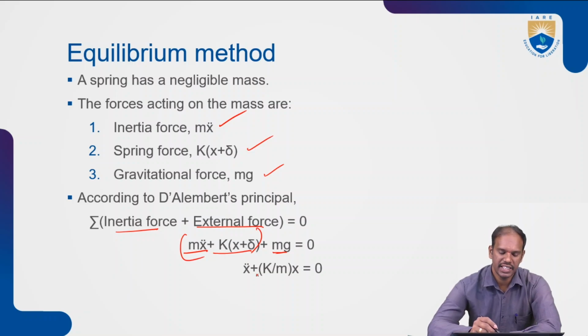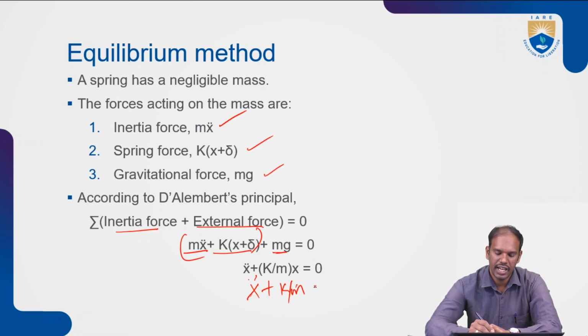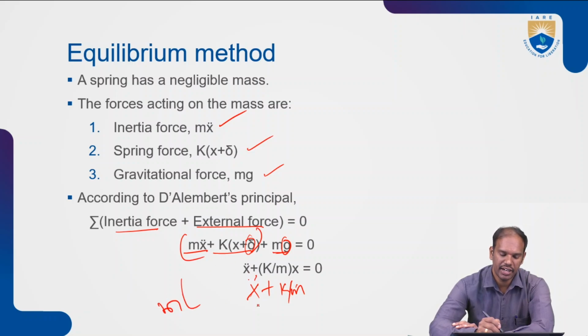We can write it in terms of x double dot plus k by m, with delta taken outside, and m into g taken outside, equal to zero. G is constant here, so we can take it as 1, and delta is also a constant value. Then we can make it simpler. From x double dot, m has been taken outside, and m has already moved to the right side.